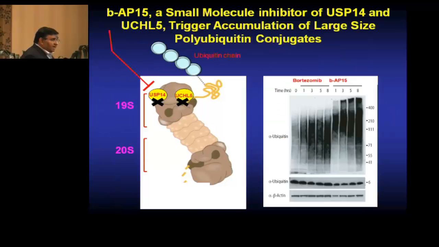So our collaboration with Dr. Linder at the Karolinska Institute has allowed us to discover a small molecule inhibitor of USP14 and UCHL5 named BAP15. If you block USP14 and UCHL5, it leads to accumulation of large-sized polyubiquitin conjugates that can be reflected as high molecular weight bands in this blot.